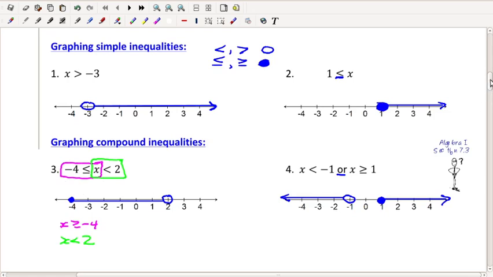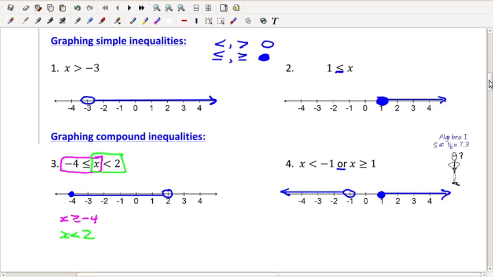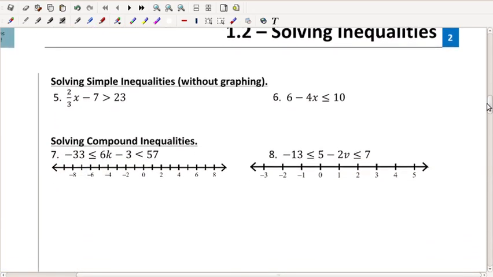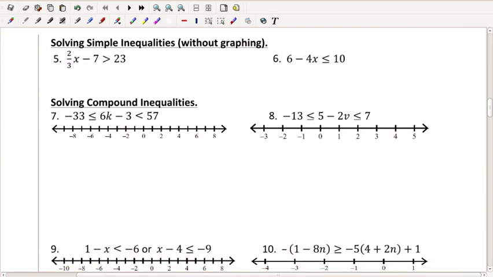So once we remember how to graph these, we're actually going to use them in solving. We're going to solve some simple inequalities this time without graphing, and then we're going to graph some down below. So the first one, again, solving inequalities is pretty much like solving equations, except you have to keep track of this sign in the middle. So we're going to follow the same kind of ideas.